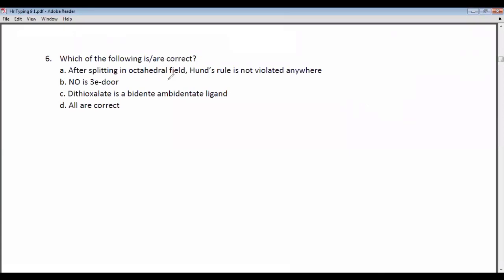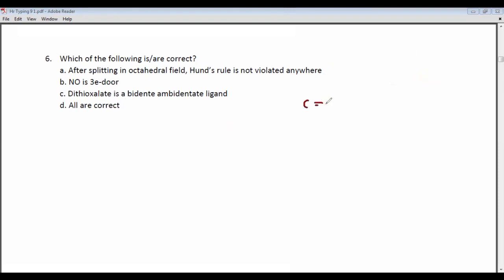The next: which of the following is or are correct? After splitting in an octahedral field, Hund's rule is not violated. That's correct. After splitting in an octahedral field, we always follow Hund's rule. So not violated means that's correct. NO is a 3-electron donor. That's also correct, because the structure of nitric oxide is something like this. So it can ligate through this, so this is a 3-electron donor. That's also correct.